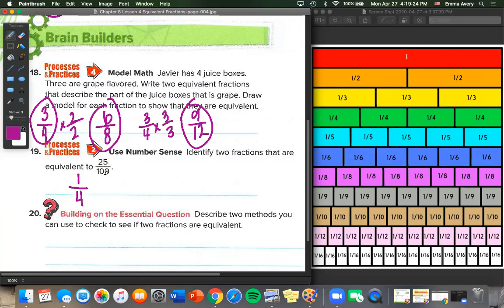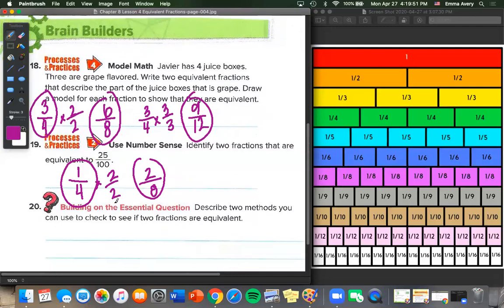So often when you see 100 at the bottom, think money. Think pennies and nickels and dimes and quarters, and that'll help you. So now we know that one of our fractions is 1/4, and we can use our multiplication on this, which is a much smaller number than 25/100. So 1 times 2 is 2, 4 times 2 is 8. So these are 2 equivalent fractions.